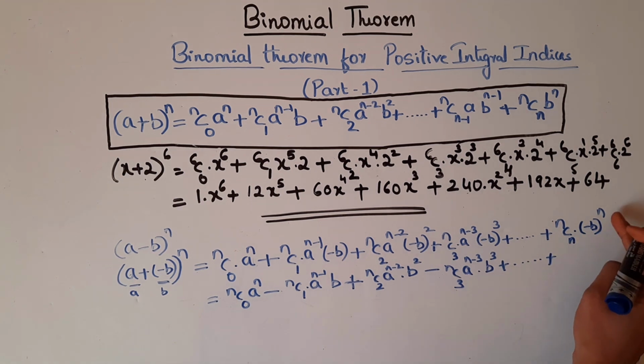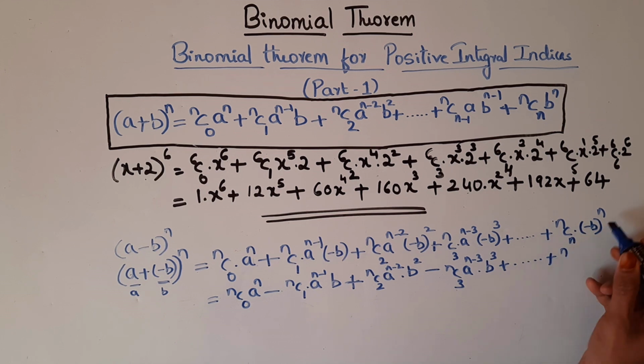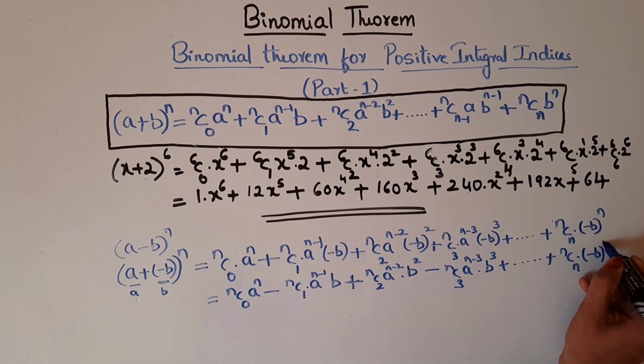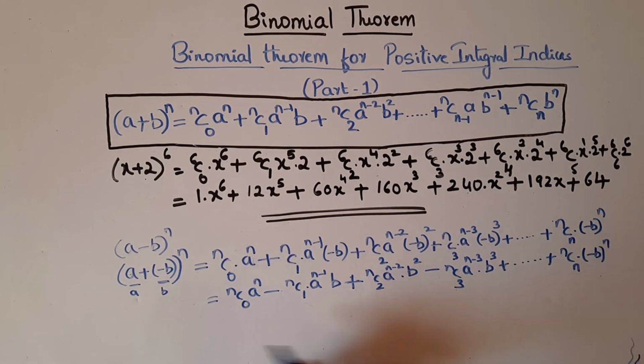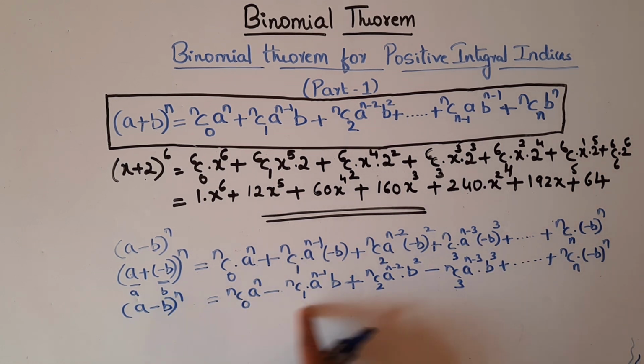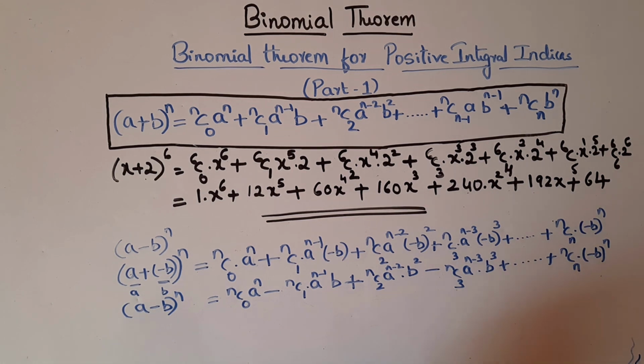Here last term, what is n? We don't know what is the last term, right? So we will keep as it is. We don't know whether the power is positive or negative. So I can write like this: minus b to the power n. So whenever you have a binomial expression a minus b to the power n, I can put this formula, right? So let me put this.